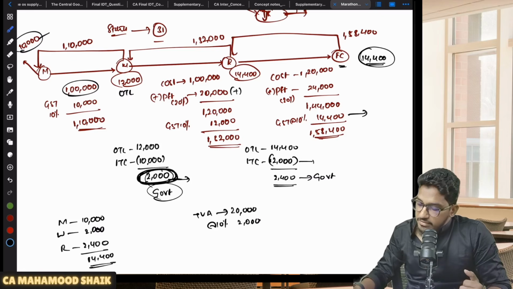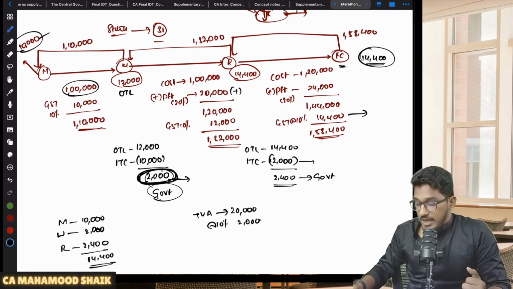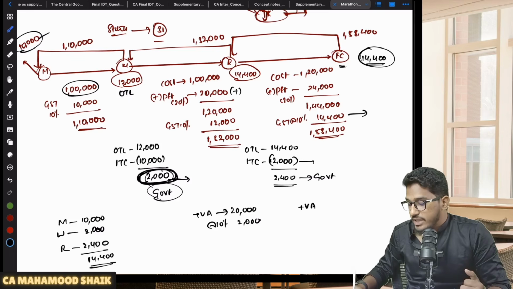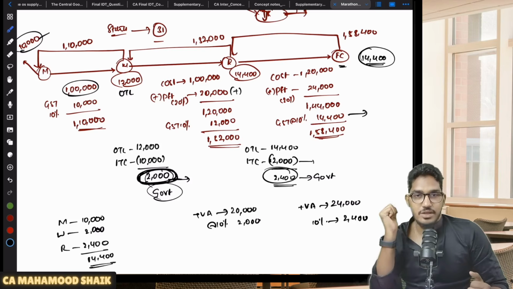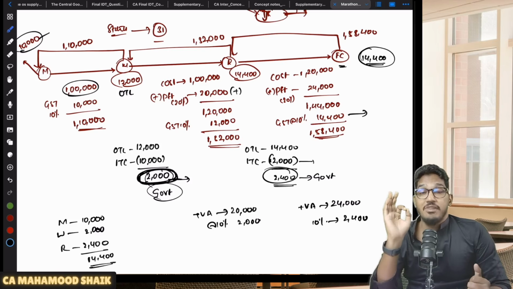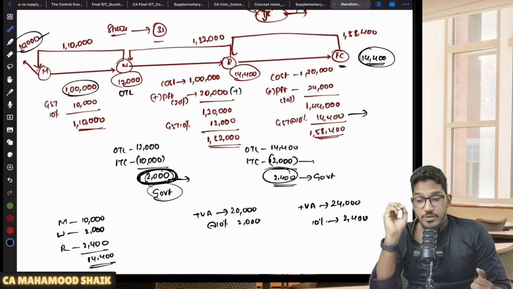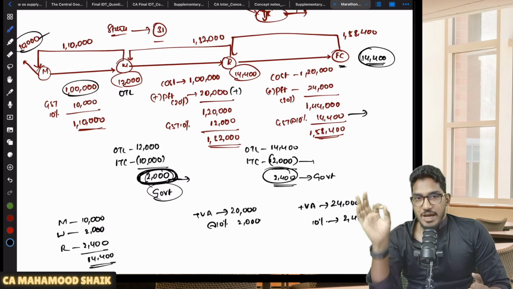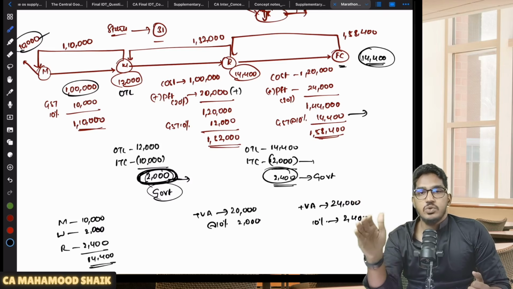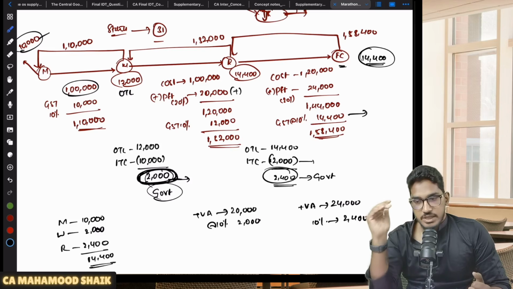Now the retailer has converted that 1 lakh 20,000 product into 1 lakh 44,000. So what value addition has the retailer done? 24,000. If I multiply the rate of GST on that value addition, the amount comes to 2,400. And as you could see, the amount that has gone to the government from the retailer is once again 2,400 only. This is the meaning of value added tax. So GST is such a taxation mechanism which is a value added tax. Only if there is value addition, there will be GST. If there is no value addition, there is no concept of GST at all.